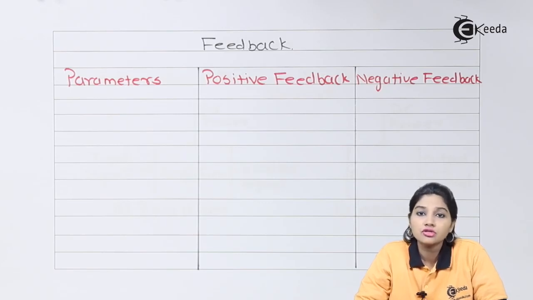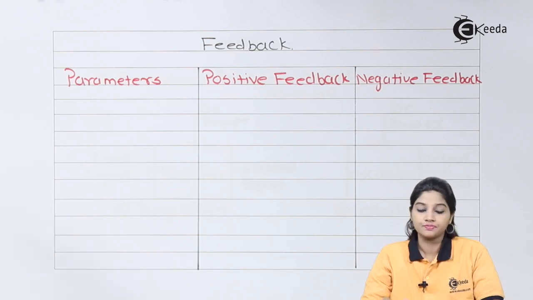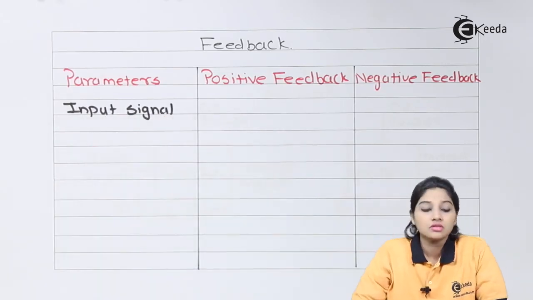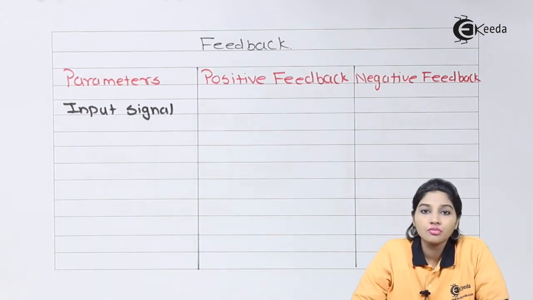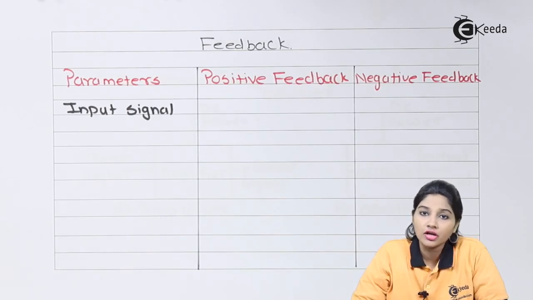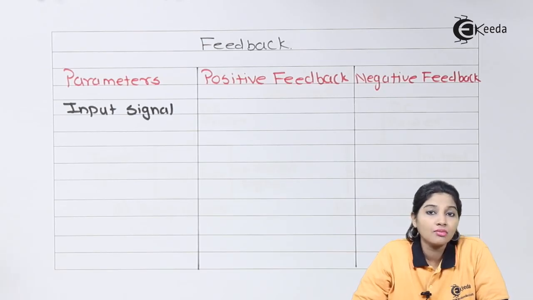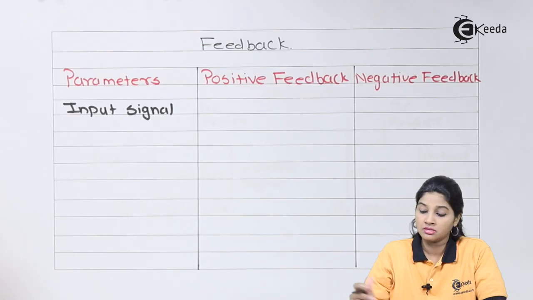Now let's see the difference between positive and negative feedback. We are going to compare positive and negative feedback based on the various parameters. So the first parameter is input signal. In case of positive feedback, the feedback signal is in phase with respect to input signal, whereas in case of negative feedback, the feedback signal is out of phase with respect to input signal. Therefore, in positive feedback, the net input signal increases, whereas in negative feedback, the net input signal decreases.